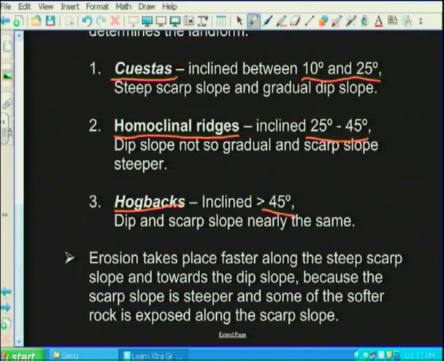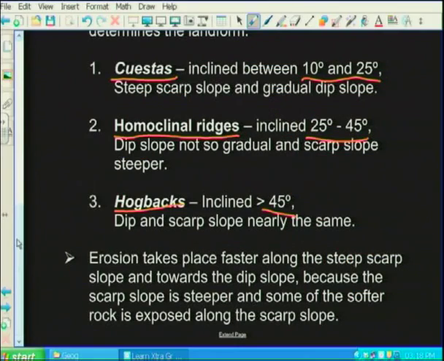Now, please remember, in terms of studying for tests and exams, that these three different types of inclined strata are very important to remember, and often, grade 12s, you are asked to give a reason for your answer. If you are to give a reason for your answer, the reason that they are looking for is the actual degrees at which the dip slope is inclined. So if the question says, is this a cuesta? You need to say, yes, it is a cuesta, because the dip slope has an angle between 10 to 25 degrees. That is vitally important that you write that down as part of your answer.